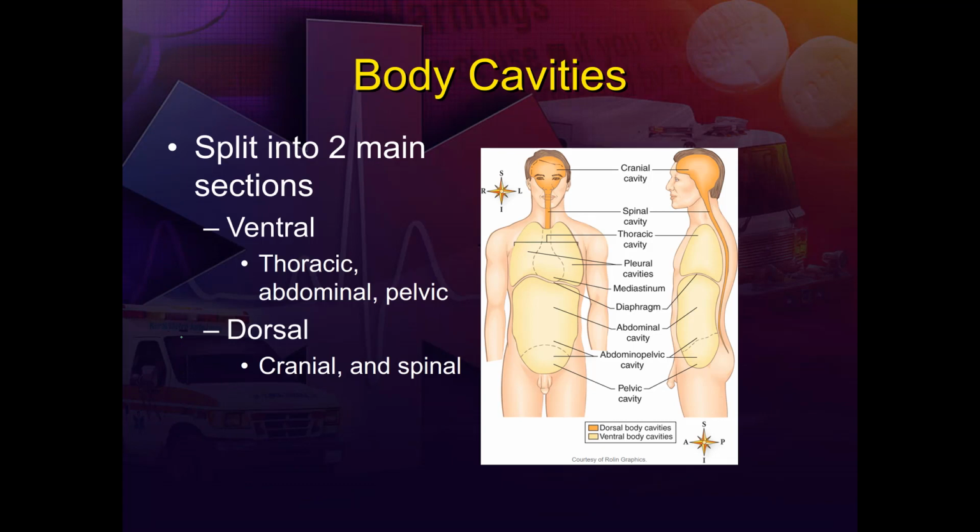Body cavities can be pretty straightforward, so I'll try not to make it more complex than it really is. But we can separate the body cavities into ventral and dorsal sections. Remember, dorsal is to the posterior and ventral is to the anterior or the front. The dorsal body cavities follow along the spinal cord, and so that involves the cranial cavity, which is continuous with the spinal cavity. That's physically separate from our other cavities. So the other important cavities that we discuss are our ventral or anterior cavities, and those are going to be the thoracic cavity and the abdominal cavity.